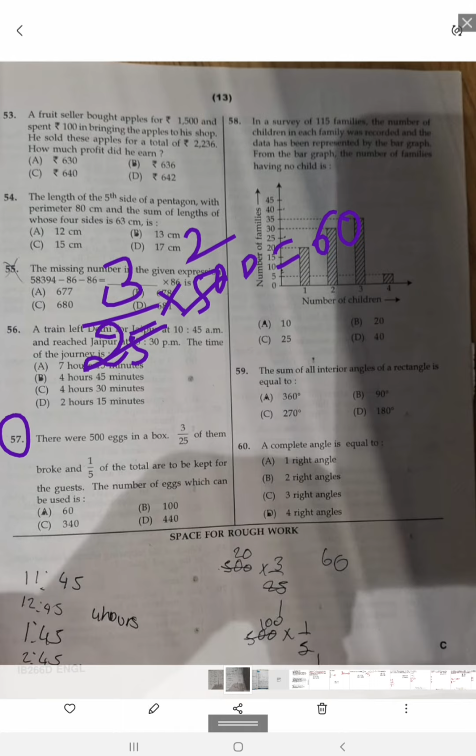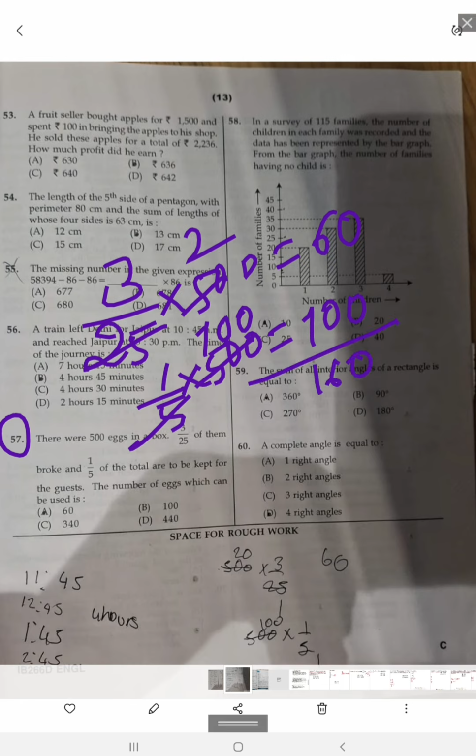So again here the question is extended. Here 1/5 of the total. So it is clearly telling 1/5 of the total means 1/5 of 500 eggs are kept for the guest. Okay, 1/5 of the eggs are reserved for the guest. So here 100. So total how much? 160 eggs are gone. 100 kept for the guest and 60 are broken. So 160 eggs are gone from the total 500.